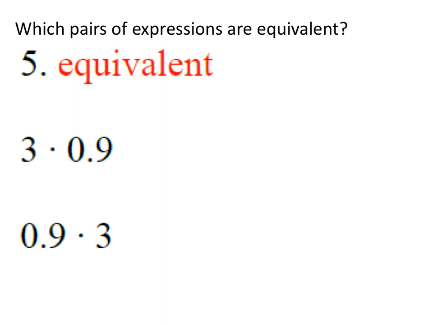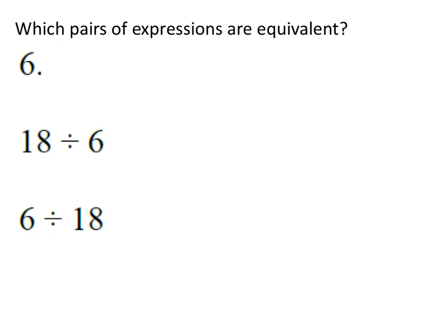As we can see, 3 times 0.9 would be 2.7. And 0.9 times 3 also is 2.7. They are equivalent. All right, try this one out.